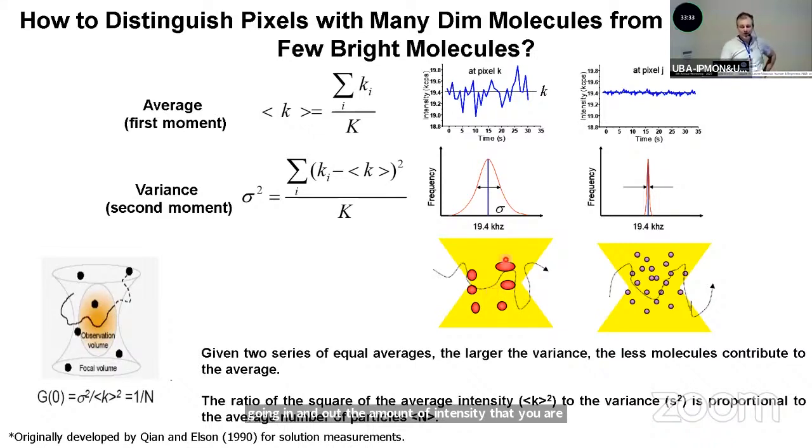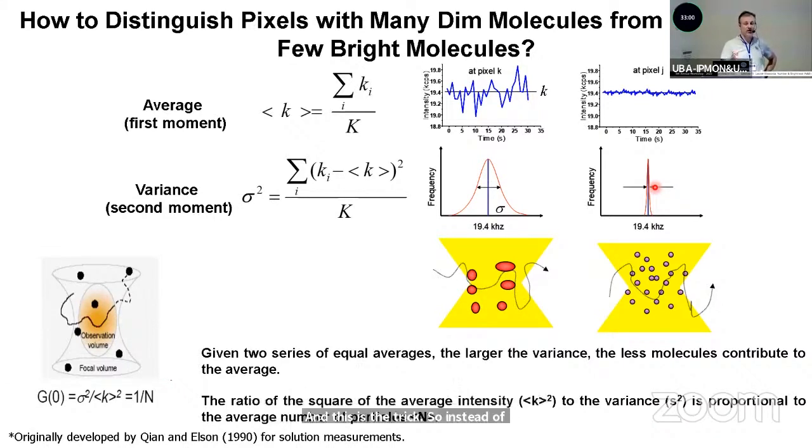So if you calculate the first moment, which is the average, and this is the formula, the K, and if you calculate the variance of the fluctuation, this is the second moment, you will see that the sigma here is way larger in the situation of oligomers in comparison with the situation of monomers, right? So if we can measure this variance, we can measure basically the state of the oligomerization we have within our pixels. And this is the trick.